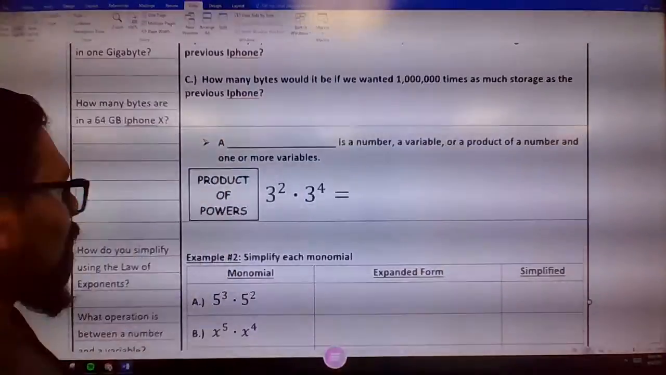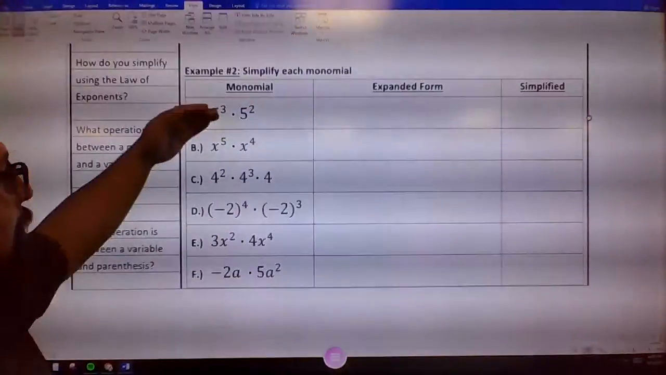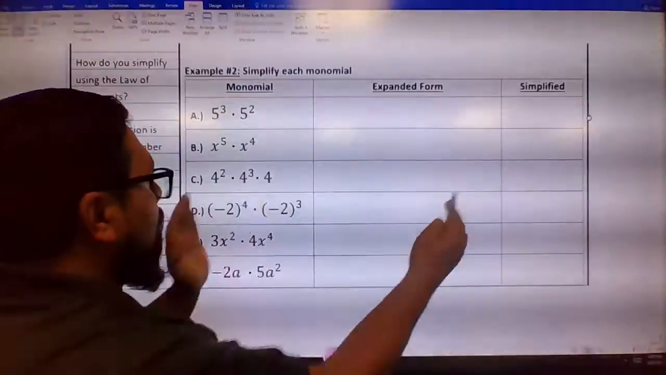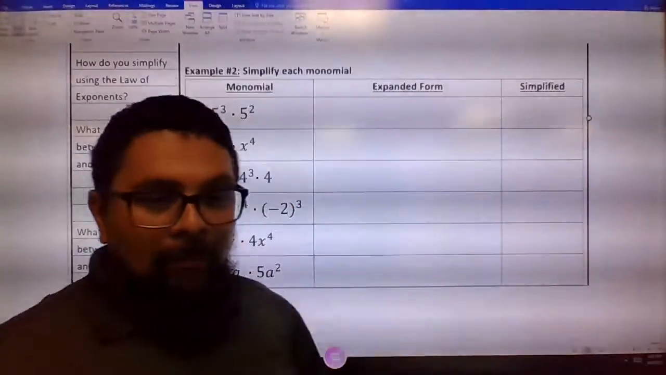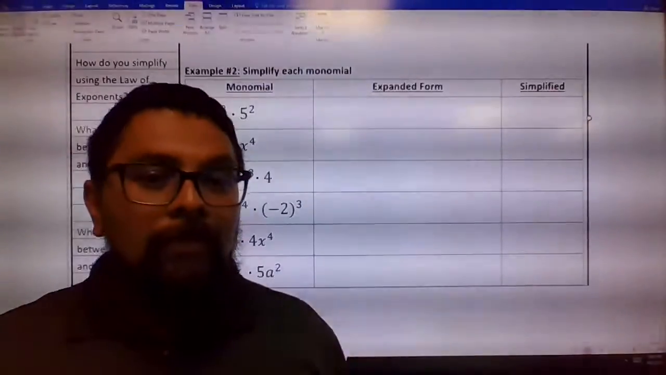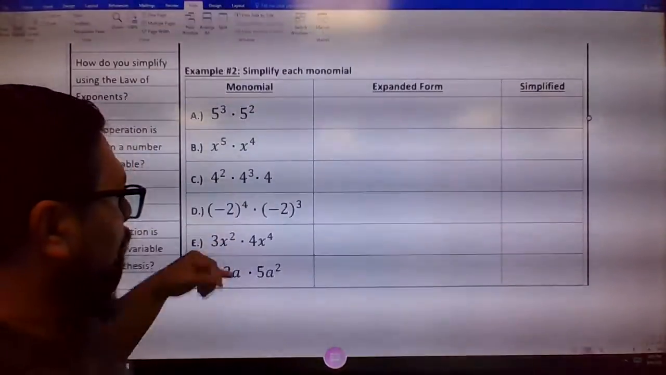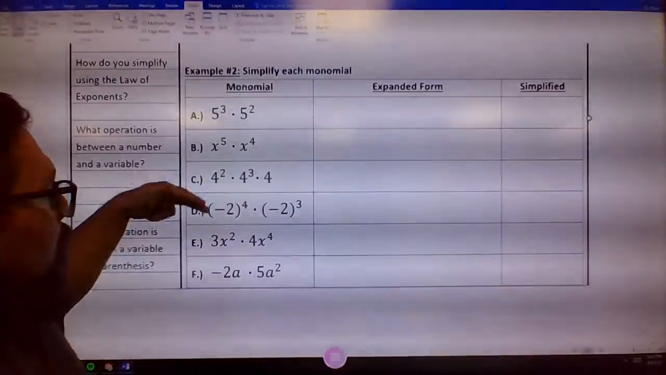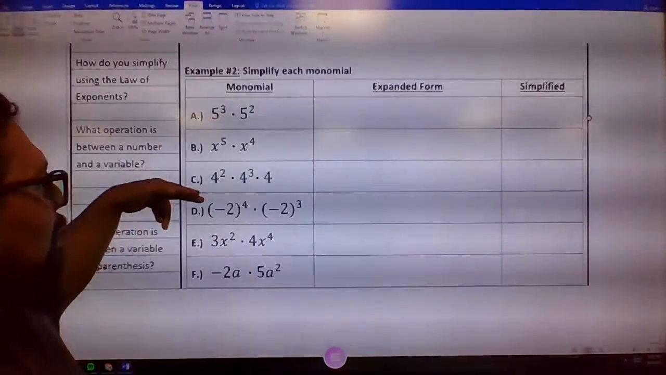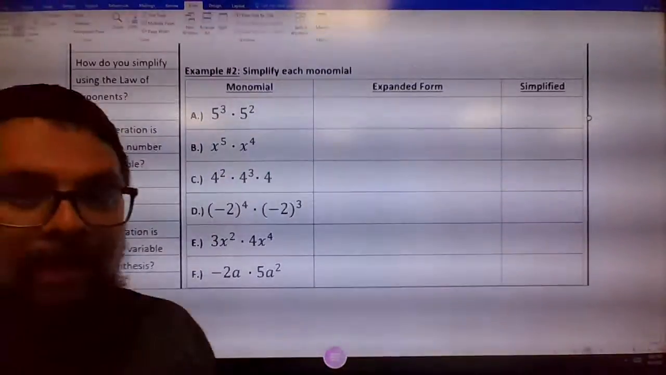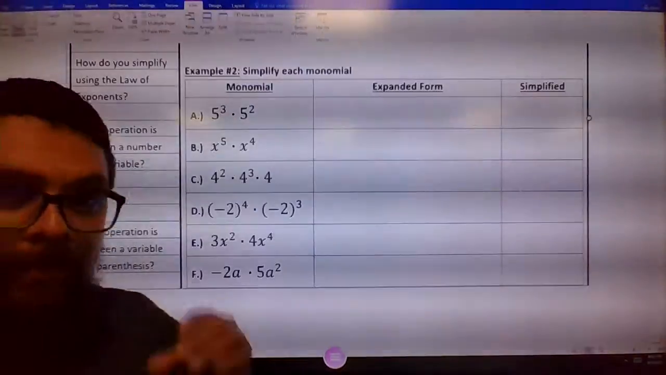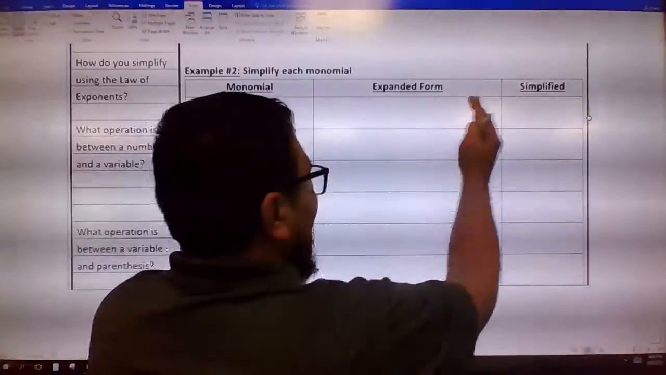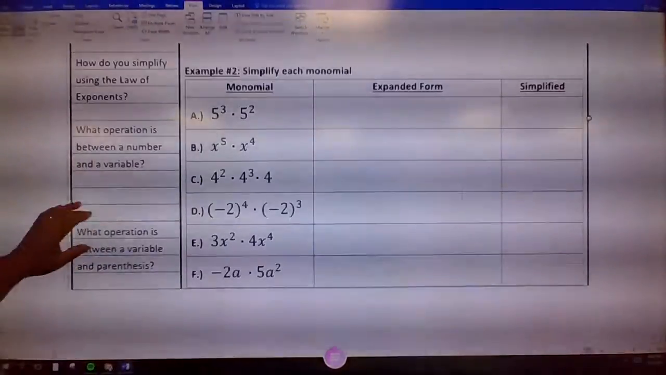Then we did this table right here. We expanded all of these and we simplified them. We didn't necessarily get an answer on these because we don't know what X is and we don't know what A is. On C and D, we can actually get an answer, and on A, we can actually get an answer, but we didn't. We'll come back to that. Right now we're just working on expanding it. That's what we did.